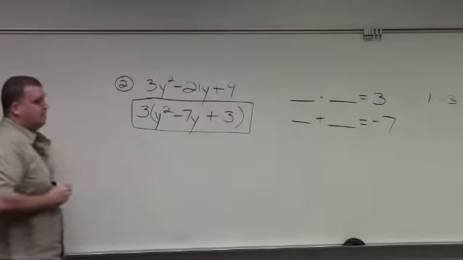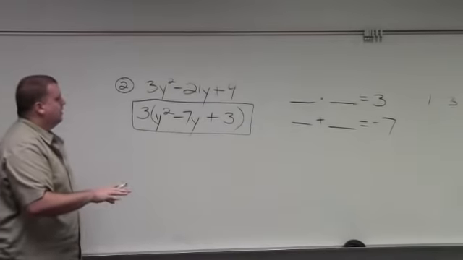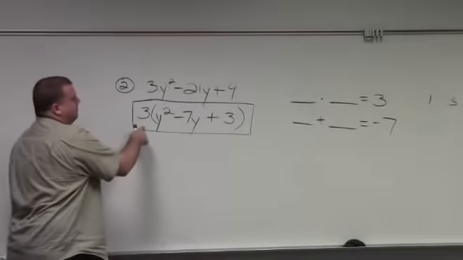Now, why can't we say prime? Because we did factor it. It was just that greatest common factor, but we did do some factoring on it. So this would just be your answer.